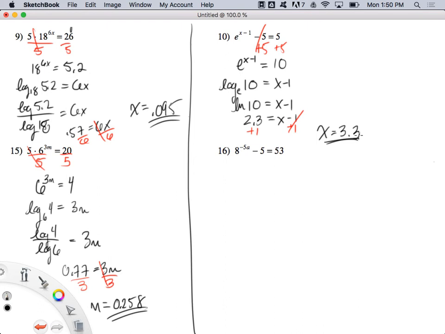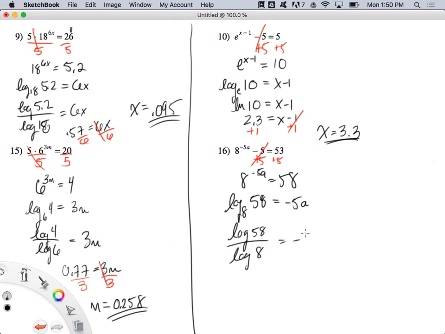All right. First step, add 5. And then we get 58. What do I do now? Who knows? Anybody? Log base 8 of 58 equals negative 5a. Very good. This becomes the log of 58 over the log of 8 equals negative 5a.